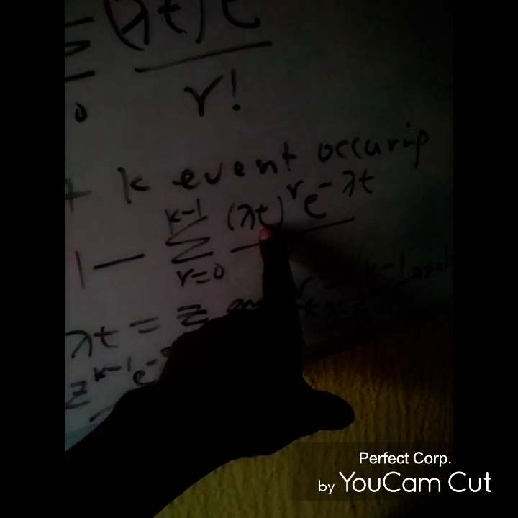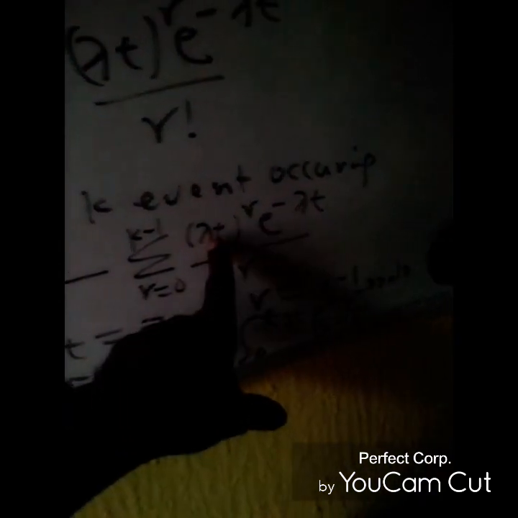So let lambda t be equal to z and r equal to k minus 1. Substitute this and this into this function. What will you have? Anywhere you see lambda t, you put z. Anywhere you see r, you put k minus 1. You have this.